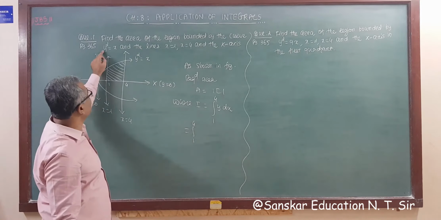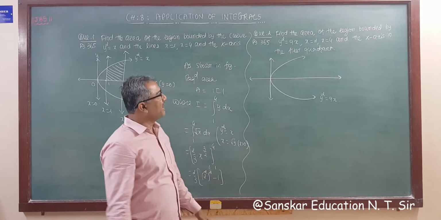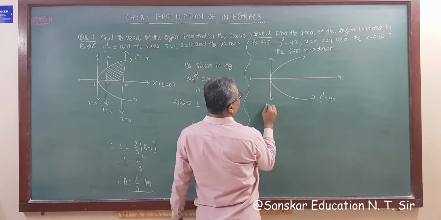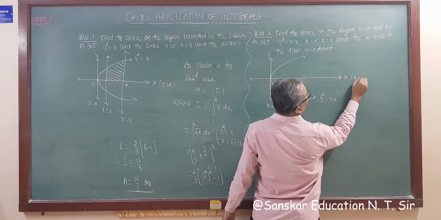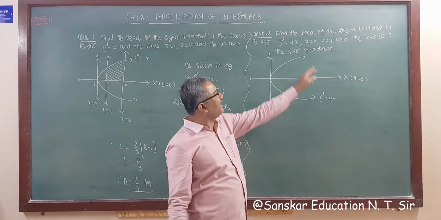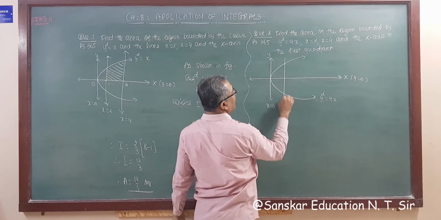Same question. The parabola y square is equal to 9x, this is also a parabola of the x axis, so the same figure, let us draw the same figure. So this is the parabola. This parabola is y square is equal to 9x, right? This is the y axis, that is x is equal to 0. This is the x axis, that is y is equal to 0. And the line given is x is equal to 2. Suppose this is the line x is equal to 2.